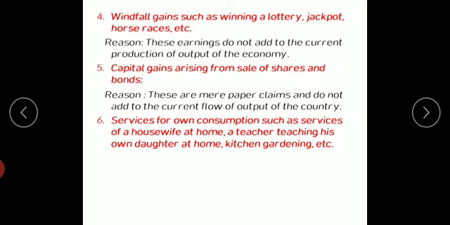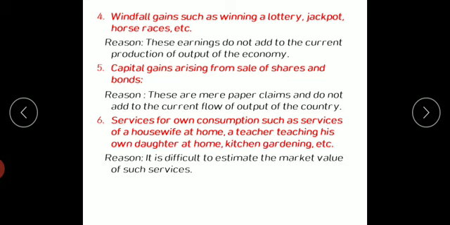The same applies to the services of a housewife at home, or a teacher teaching his own daughter or son at home. Then kitchen gardening: suppose we have a garden and we are growing some crops or vegetables for our kitchen. Whatever time you devote to kitchen gardening, the value of your labor, your dedication, your service cannot be calculated at the market price. That's why such services will not be calculated in the national income. The reason is that it is difficult to estimate the market value of such services.